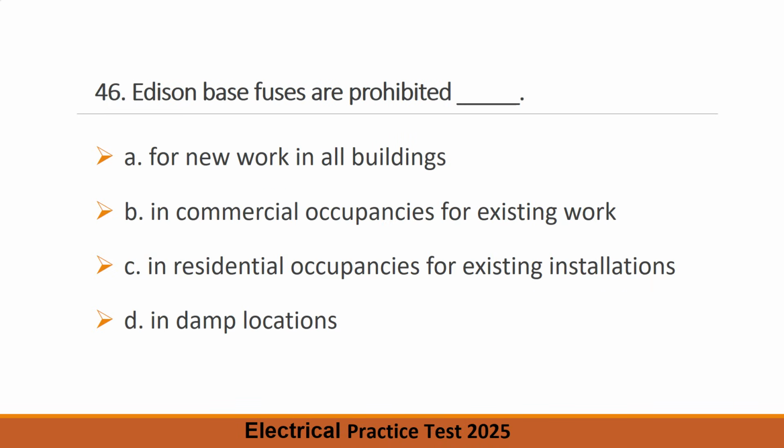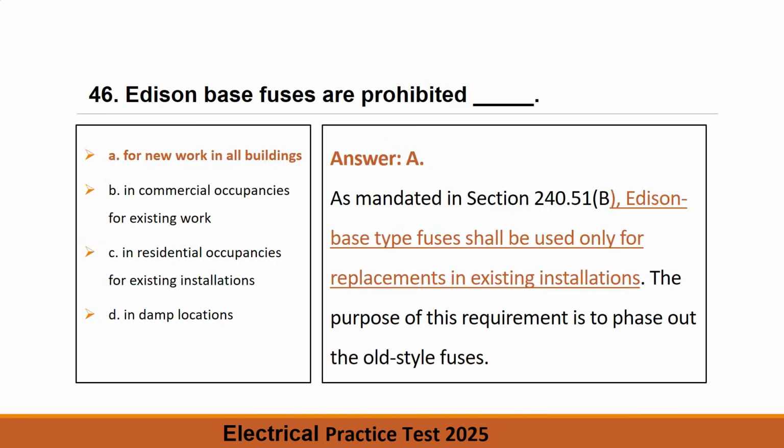46. Edison base fuses are prohibited. A. For new work in all buildings. B. In commercial occupancies for existing work. C. In residential occupancies for existing installations. D. In damp locations. Answer, A. As mandated in section 240.51(B), Edison base type fuses shall be used only for replacements in existing installations. The purpose of this requirement is to phase out the old-style fuses.